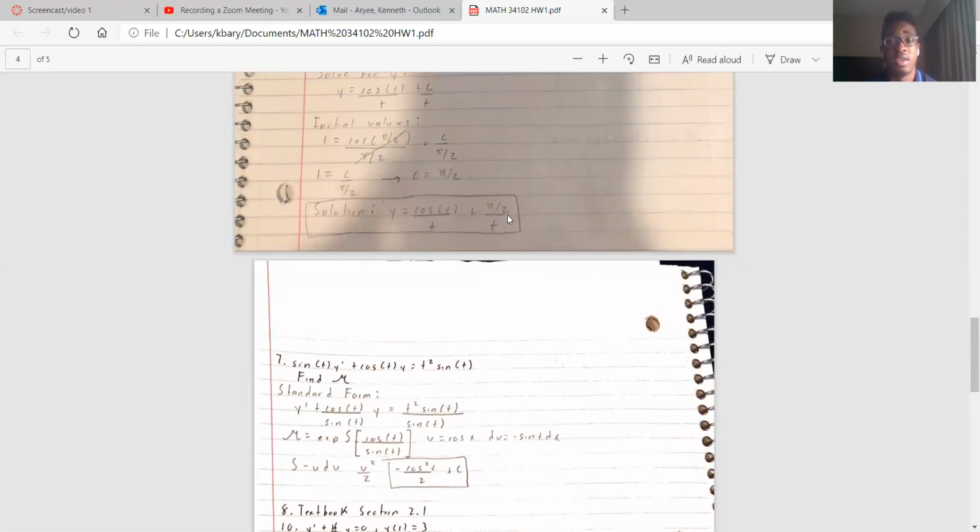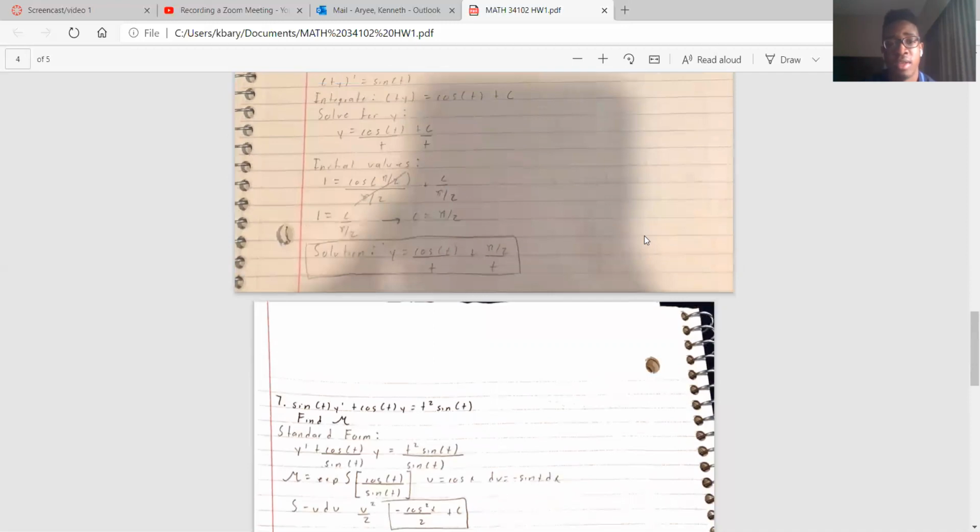So yeah, that is pretty much the integrating factor method and order and linearity that we learned in the first week of class.